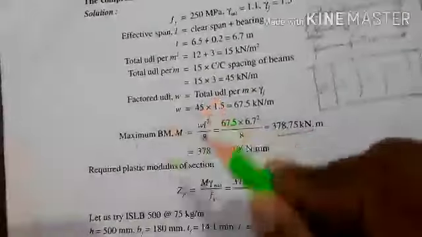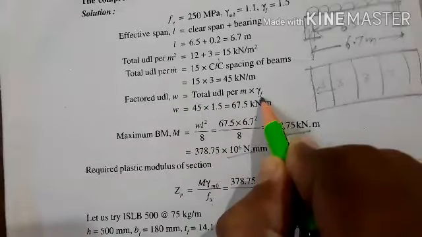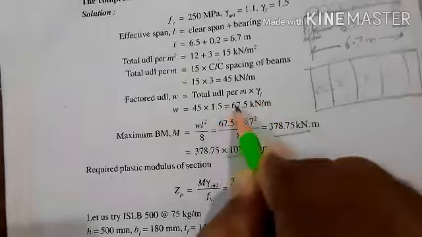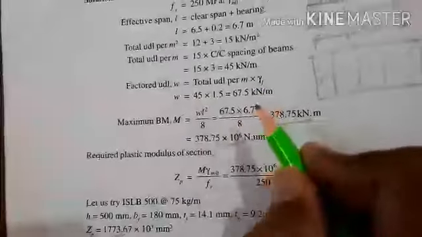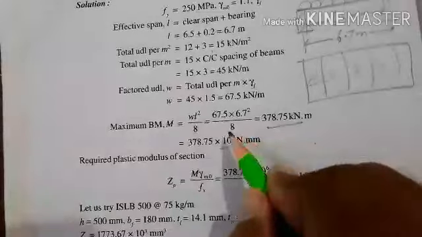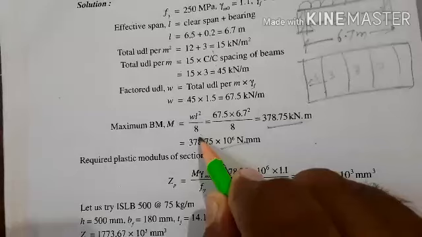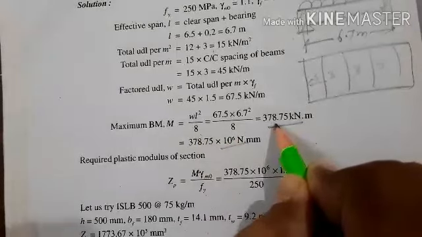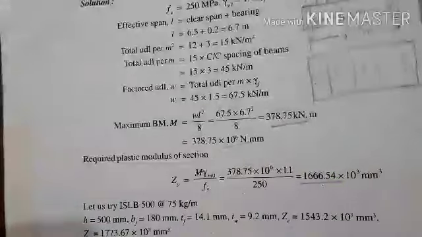Then make it factored: total UDL per meter into γf, that is the factor of safety, we get 67.5 kilonewton per meter. Then the maximum bending moment for a simply supported beam carrying UDL will be WL square by 8. Calculate the maximum bending moment, we get 378.75 kilonewton meter.